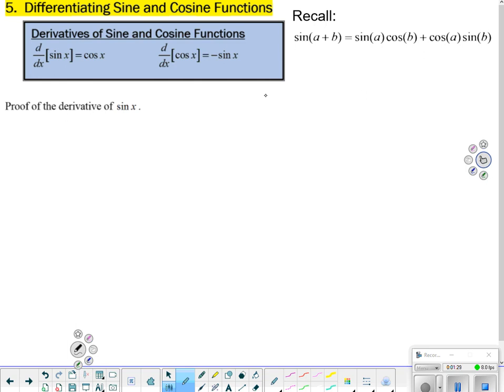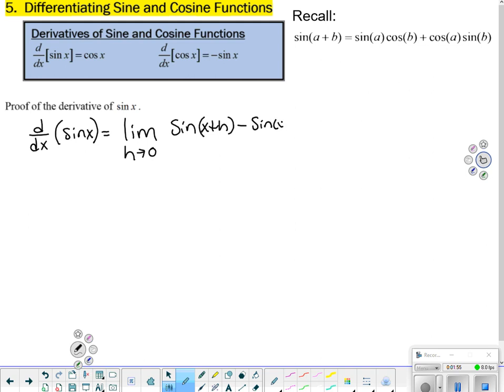So here we go. All right, so let's just start out. We want to find the derivative of sine. I'm going to write it this way. I was going to do it the other way, but let's go this way. The derivative of sine, if I use the formal definition of derivative, would look like the limit as h goes to 0 of sine of x plus h, minus the sine of x, all over h.